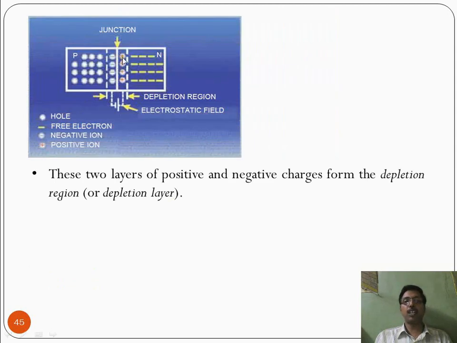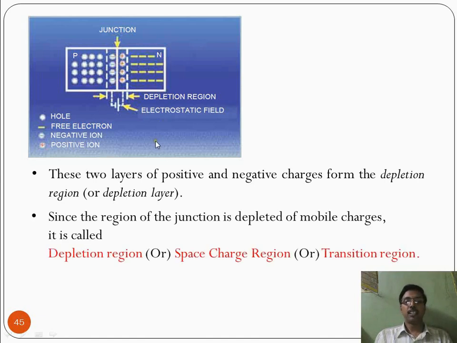These two layers of positive and negative charges near the junction form a depletion region, or depletion layer. This dotted line is the junction. Near the junction there are negatively charged ions on one side and positively charged ions on the other, so this forms the depletion region. Since the region of the junction is depleted of mobile charges, no free electrons from the N region and holes from the P region can cross over the junction. That's why this region is called the depletion region, and also the space charge region or transition region.